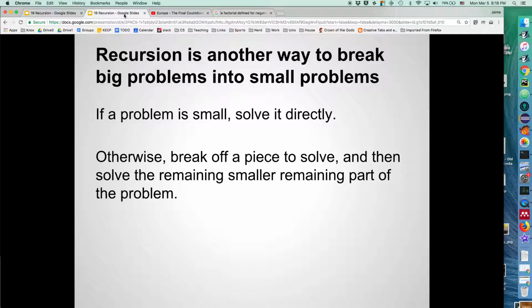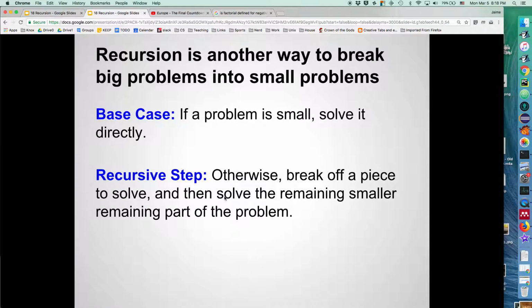This is another way to break big problems into smaller problems. So if a problem is small, just solve it directly. Otherwise, if the problem's too big to solve directly, just break off a piece you can solve and then solve the remaining smaller part of the problem. Right, so we break a piece off and then we solve that piece directly, and then we say, okay, solve the remaining part of the problem, which now is smaller because we broke a piece off, using this same approach.